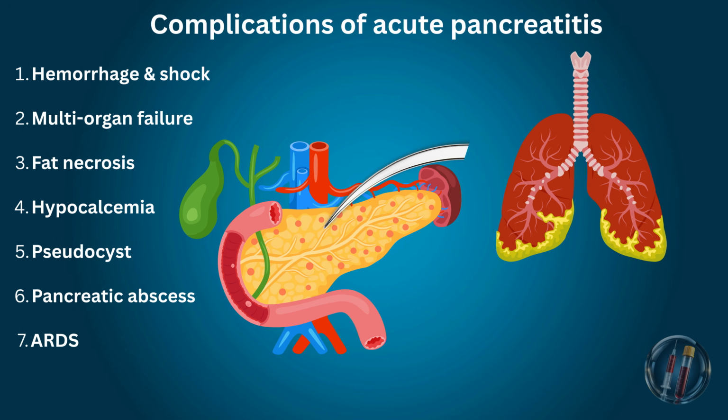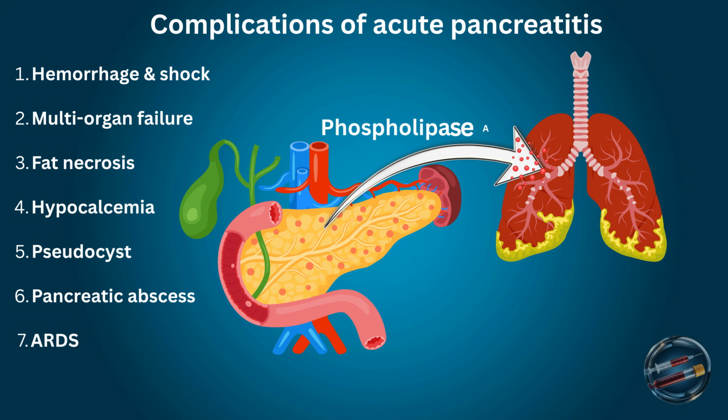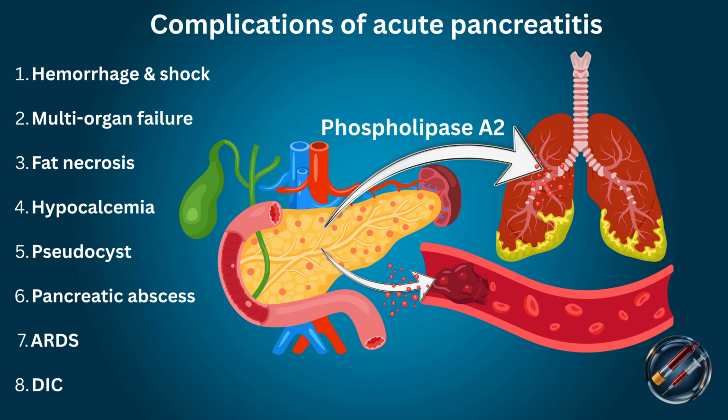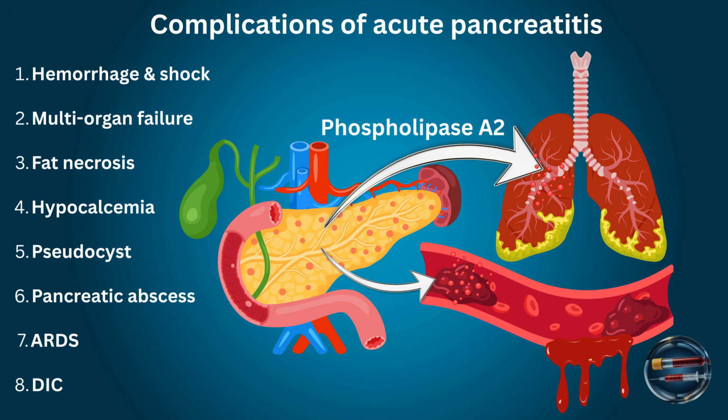Acute respiratory distress syndrome (ARDS) is induced by the circulating pancreatic enzyme phospholipase A2, which degrades alveolar surfactant and damages the pulmonary endothelium. Concurrently, the systemic presence of these proteolytic enzymes triggers widespread activation of the clotting cascade. This can precipitate disseminated intravascular coagulation (DIC), which paradoxically manifests as both microvascular thrombosis and severe bleeding.